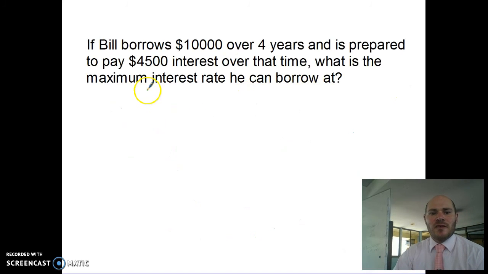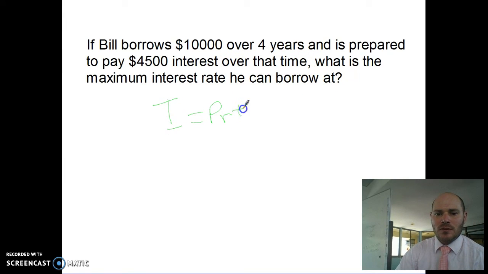Last one we're going to look at. If Bill borrows 10 grand over 4 years and is prepared to pay $4,500 interest over that time, what's the maximum interest rate he can borrow at? Again, I write my initial rule, and this time I want to know what the rate is, so I have to get rid of my P and T from that side. So rate equals interest over principal times time. He said he's prepared to pay $4,500 in interest.